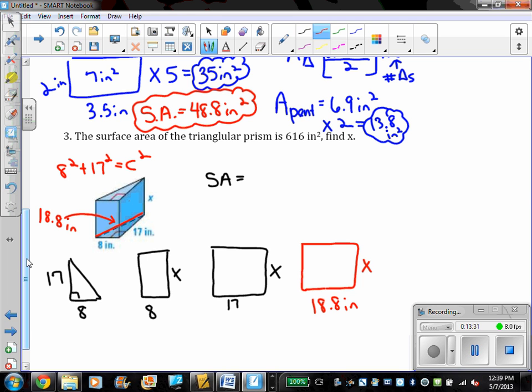And really, now what we're going to do is cut right through and find the areas that we know, like this triangle. It's 17 times 8 divided by 2. So the area in here is 68. This rectangle is 8x. This rectangle is 17x. And this rectangle is 18.8x. That's all we can do right now. So let's cloud all the singleton areas.